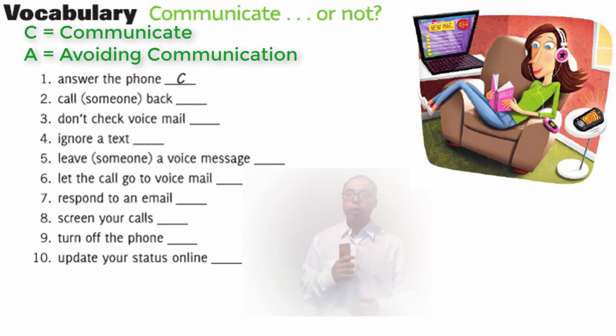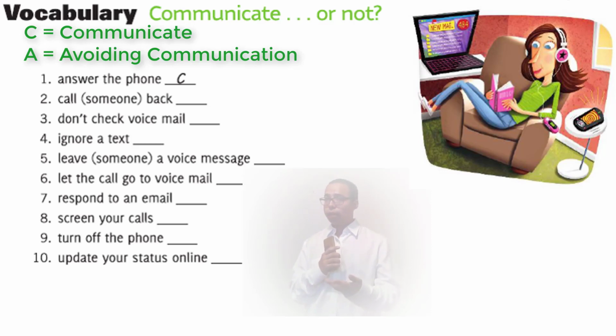Now, vocabulary. This is vocabulary so you can communicate or not. In other words, vocabulary that you can use in order to continue a conversation or end a conversation. See, number 1 is answer the phone. Is that a way to communicate or not? That would be C, right? To communicate. It would be a way of communicating.